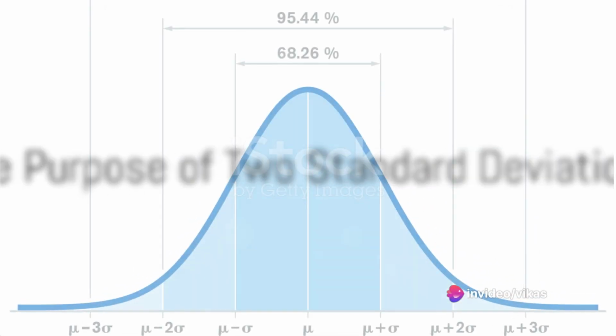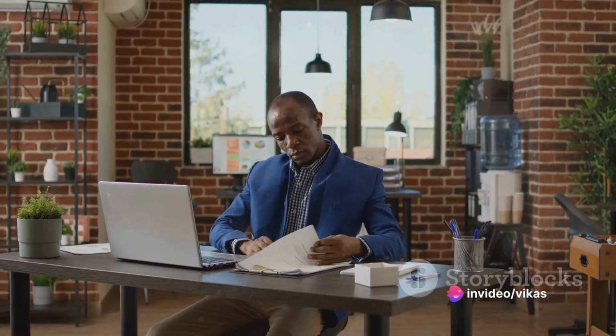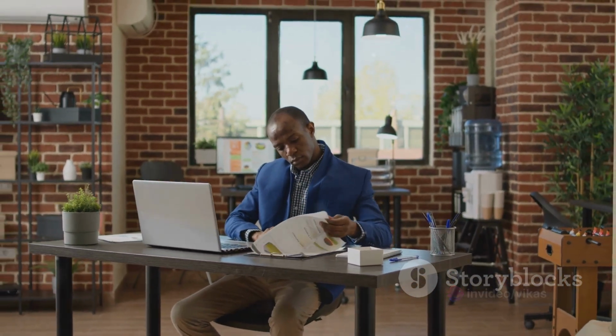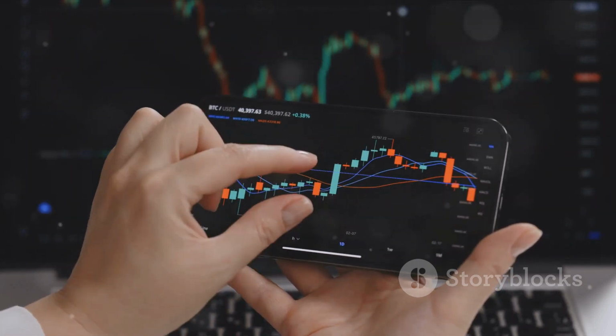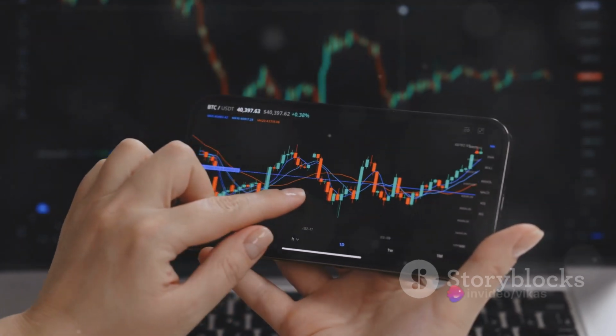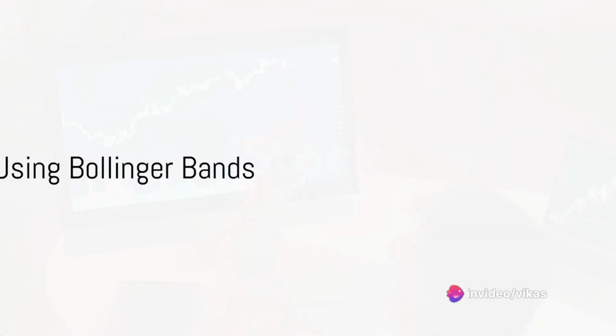Why 2 standard deviations, you ask? Well, this is because 2 standard deviations account for approximately 95% of the data points if the data follows a normal distribution. This allows the bands to encompass the majority of the price action, giving traders a comprehensive view of the market volatility. Now, how does a trader use Bollinger Bands?